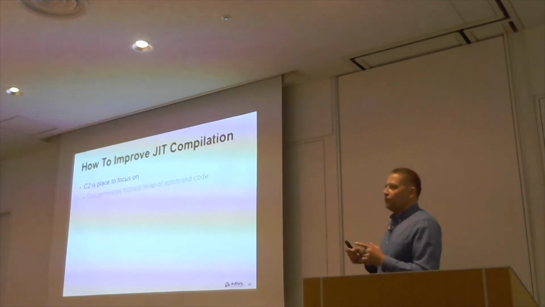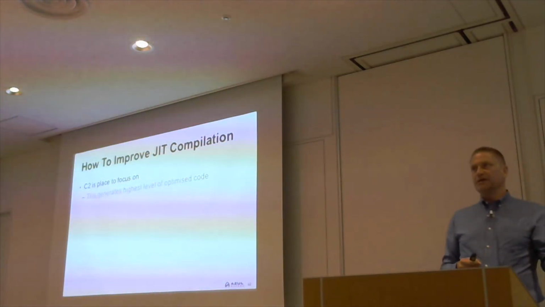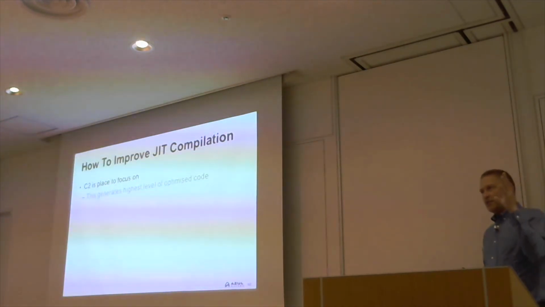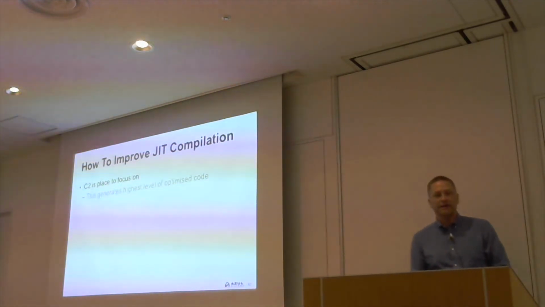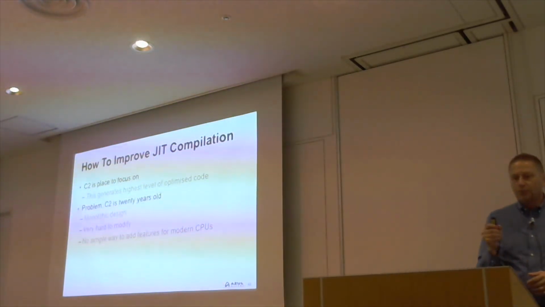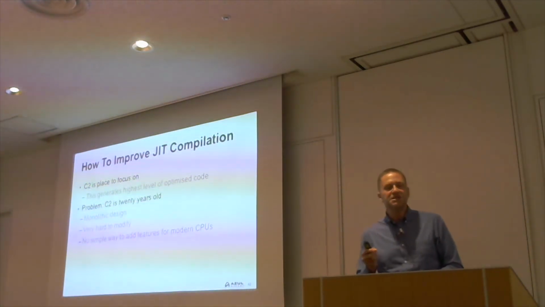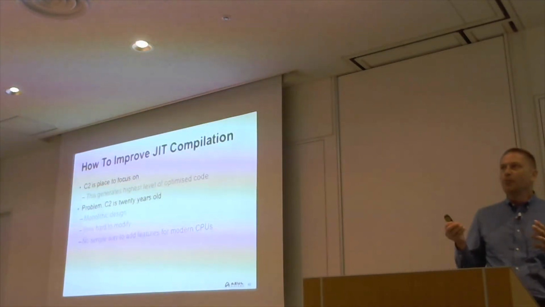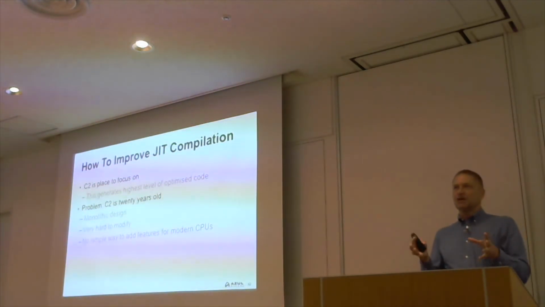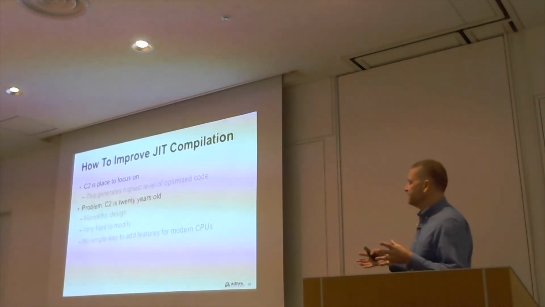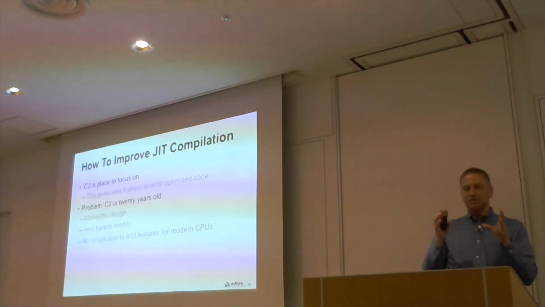How did we go about improving JIT compilation? Well, because C1 doesn't optimize the code, it tries to do it as quickly as possible in terms of compilation. Obviously, the place to focus is C2, because that's where optimizations are applied. The problem with C2 is it is literally 20 years old this year. It was written in 1998 originally, and it is a horrible monolithic design. It is a bag of string, and it's very difficult to change and modify it and see if you can improve it. So we decided, rather than trying to modify it, we would simply start from scratch.